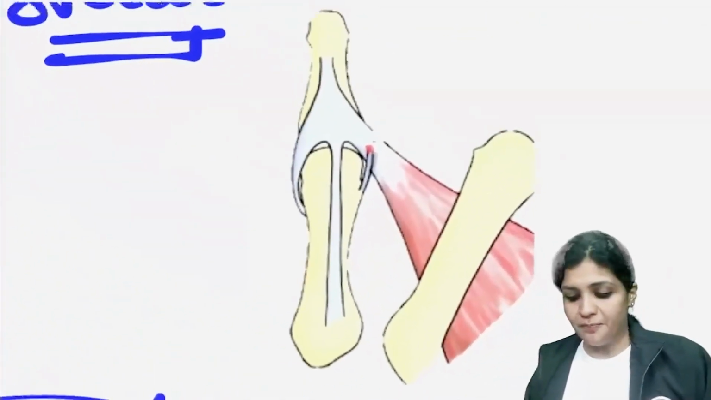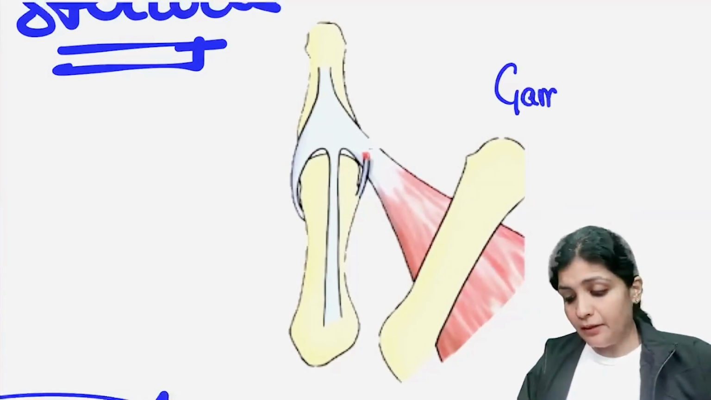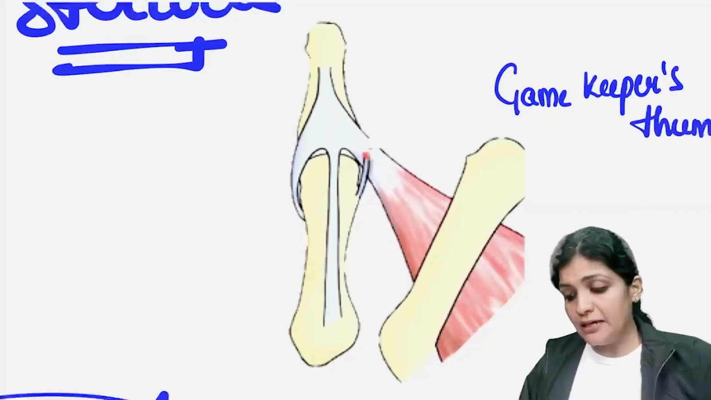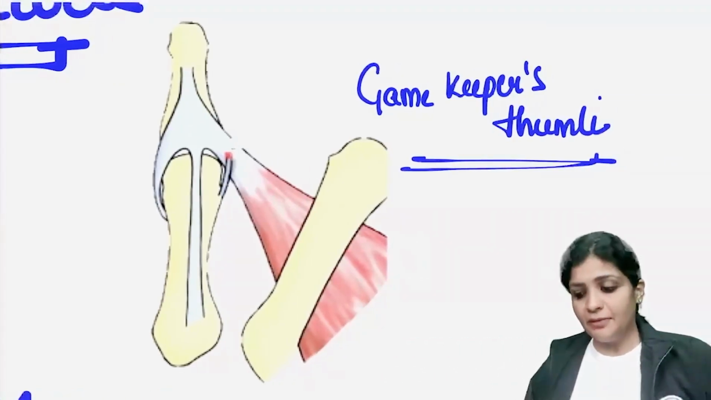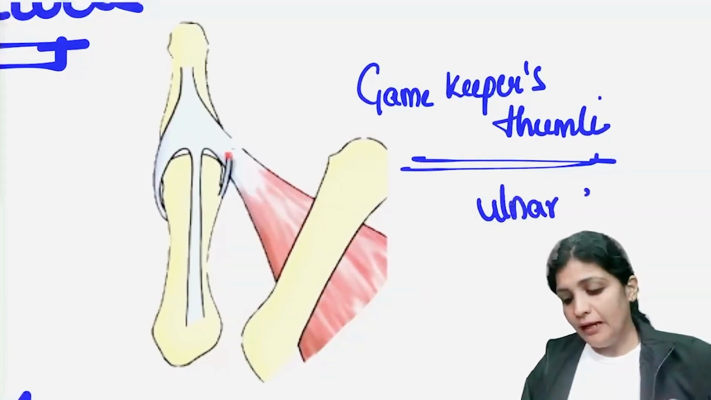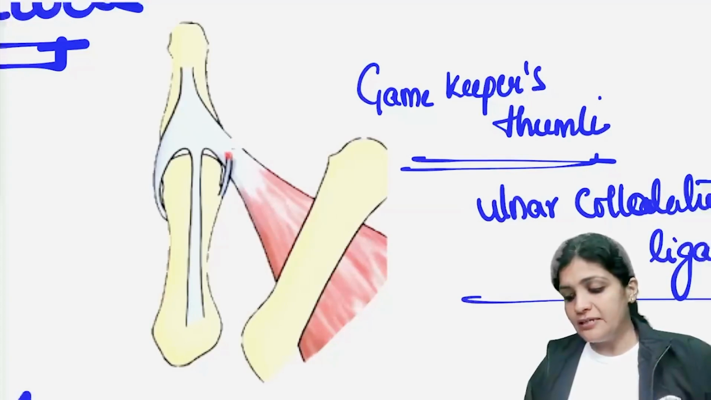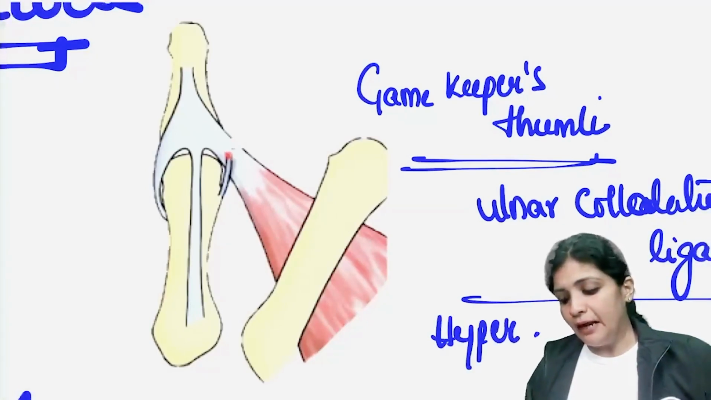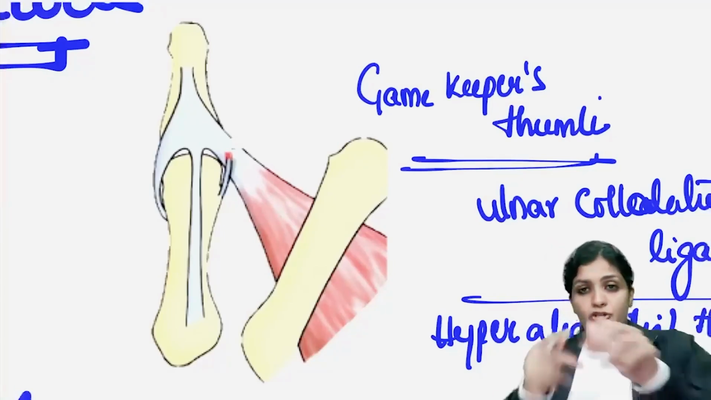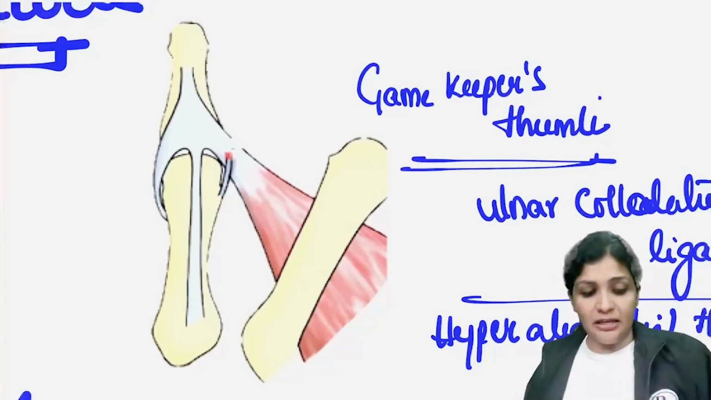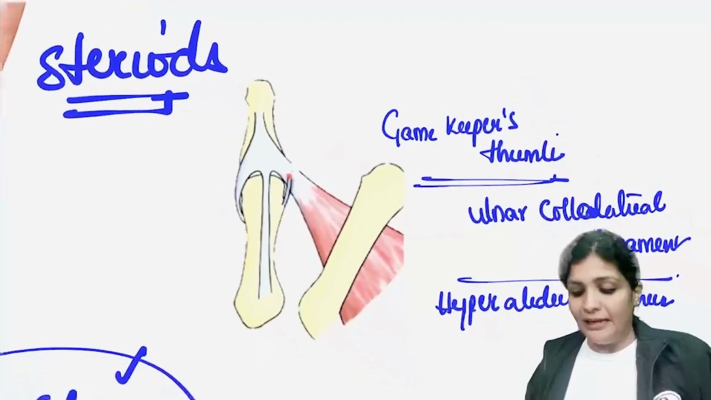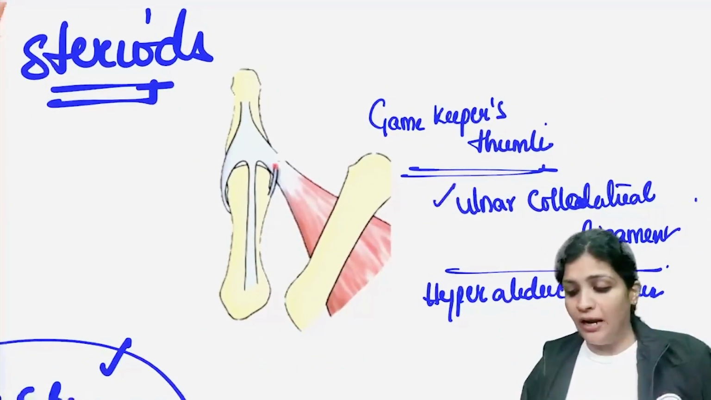And then what is this? This is a gamekeeper's thumb. What is a gamekeeper's thumb? What is that structure which is damaged in a gamekeeper's thumb? It is the ulnar collateral ligament, right? It is the ulnar collateral ligament, UCL. It is usually seen in hyperabduction injuries of the thumb. Whenever there is a hyperabduction injury of the thumb, usually the gamekeepers hyperabduct the thumb, and it results in damage to the ulnar collateral ligament.